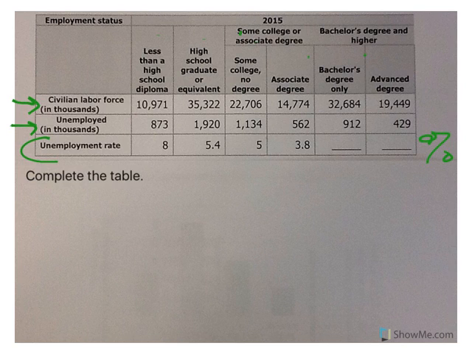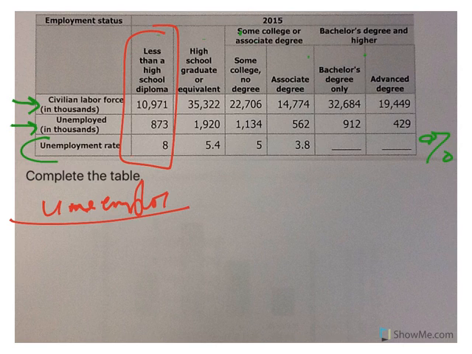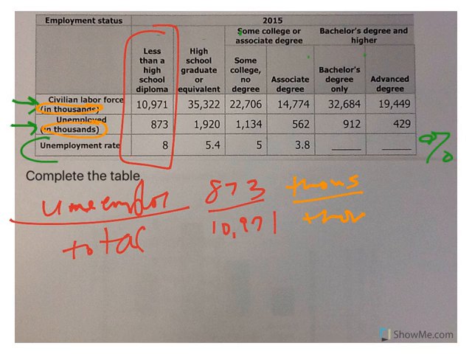So if you think about, let's just kind of work on less than high school diploma. If we want to find the unemployment rate, we're going to take the unemployed over the total. So if we took 873 divided by 10,971, and I don't have to add the zeros because they're both in thousands. Because if I would put 1,000 over 1,000, based off our mathematics, they cancel out. So when I divide these two numbers, I get like 0.079, which is approximately 8%.